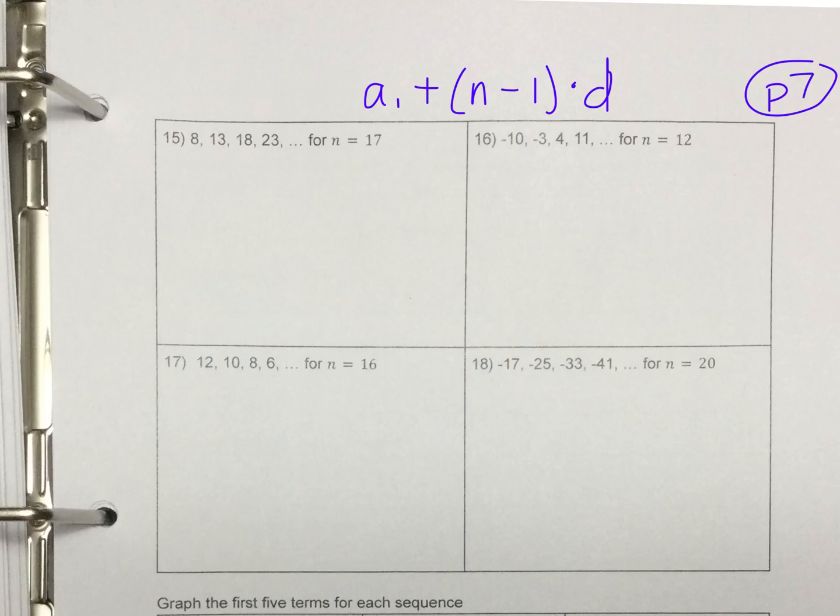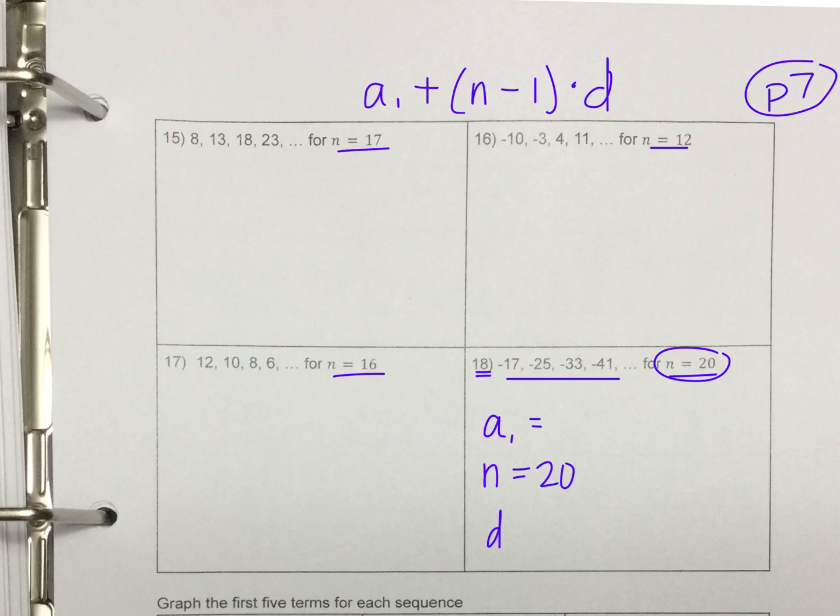I'm going to do number 18. We're going to do it together, and then you'll do 15, 16, and 17 on your own. So, I have this information. I have a sequence, and I've been given the n. So, I'm going to need to figure out A1. Well, the n, it's right here, 20. And it'll be different for each one.